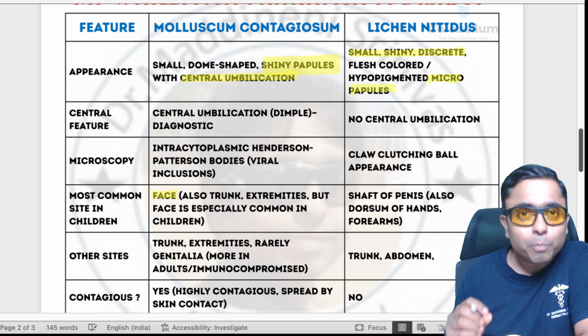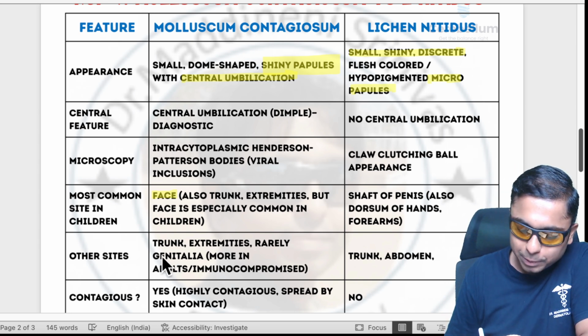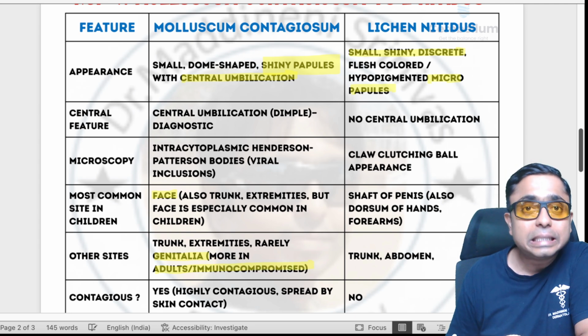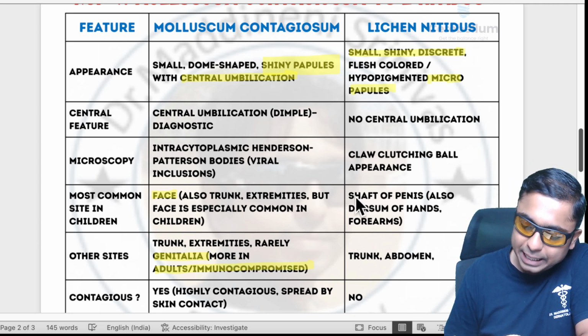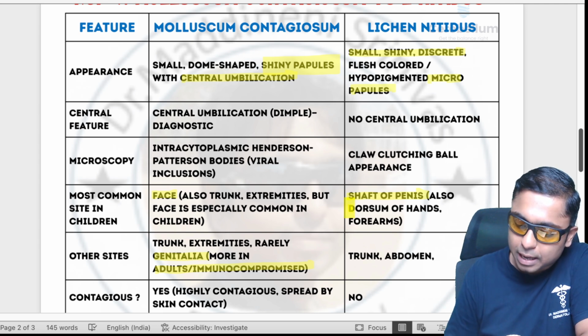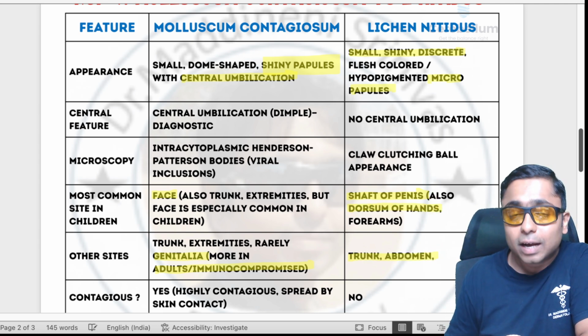In molluscum, the face is going to be the site in children, and remember students, genital lesions are going to be seen in adults and immunocompromised patients, whereas in Lichen Nitidus, the shaft of the penis is going to be the important site of involvement. The dorsum of the hands is the other site. Trunk and abdomen can also have the lesions.